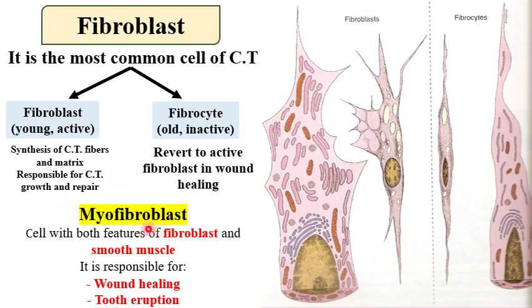What is the myofibroblast? Myo is from muscle. It is a cell with both features of the fibroblast and the muscle cell. So it is called myofibroblast. It has the characters of muscle and the fibroblast. It is responsible for wound healing and tooth eruption in babies. So the myofibroblast has the characters of smooth muscle and the fibroblast and is responsible for wound healing and also tooth eruption in infants.